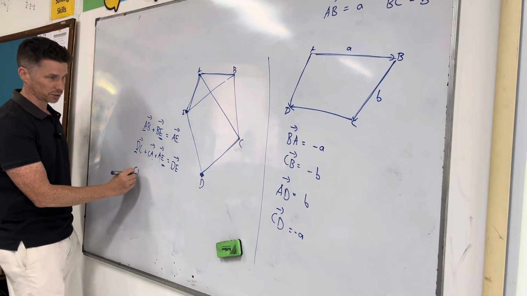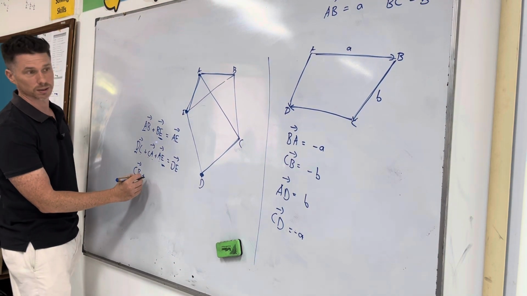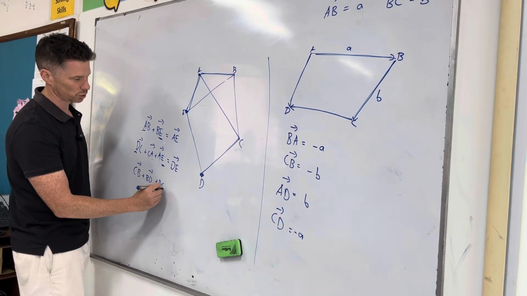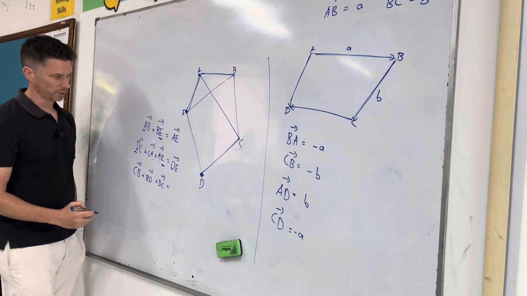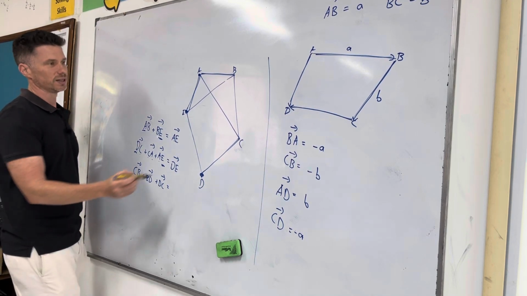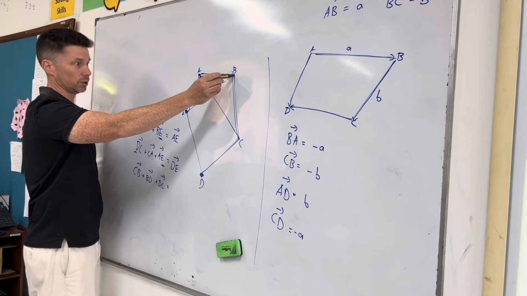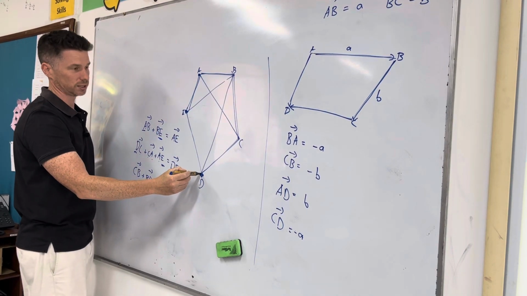Luke is already thinking about the next one. So we've got this journey, which is a bit of a pointless journey, but it's a journey. C to B, CB, then we're at B, you go to D, and then D back to C.